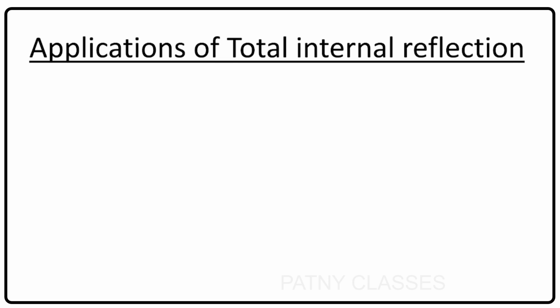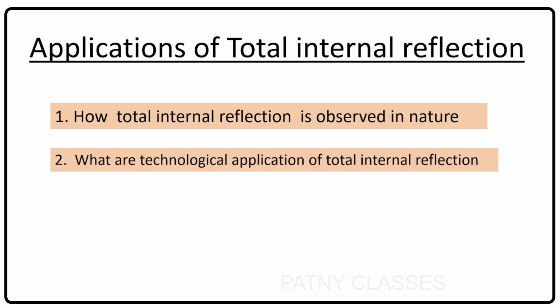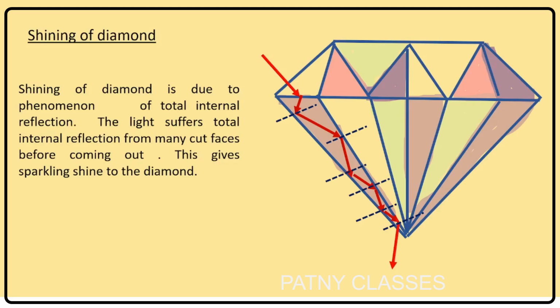Now, let us talk about applications of total internal reflection. That is, how total internal reflection is observed in nature. Second, what are technological applications of total internal reflection? Shining of diamond. Shining of diamond is due to phenomena of total internal reflection. The light suffers total internal reflection from many cut faces before coming out. This gives sparkling shine to the diamond.